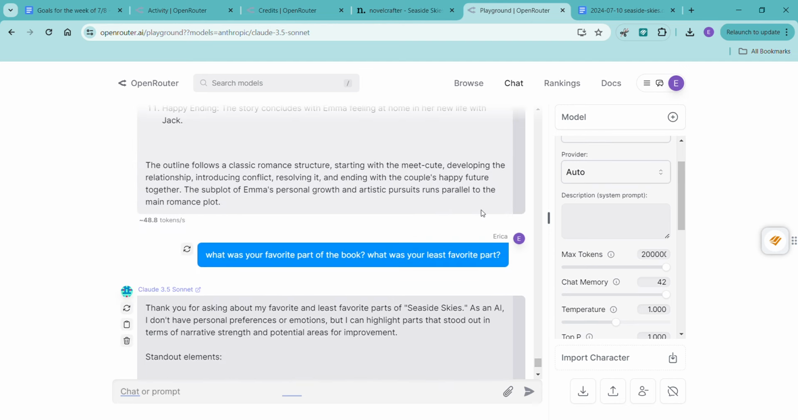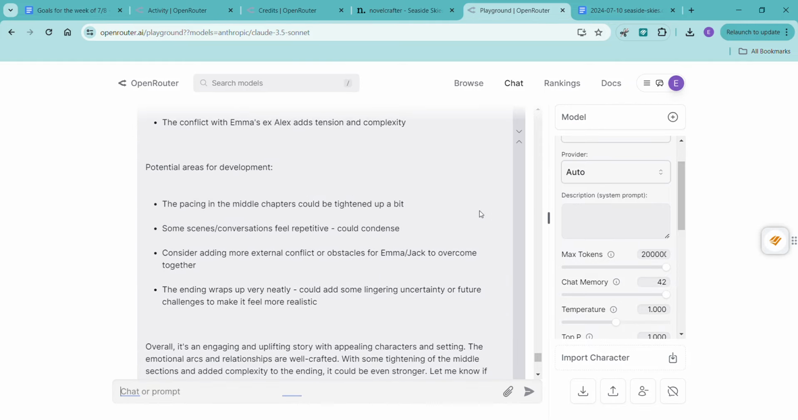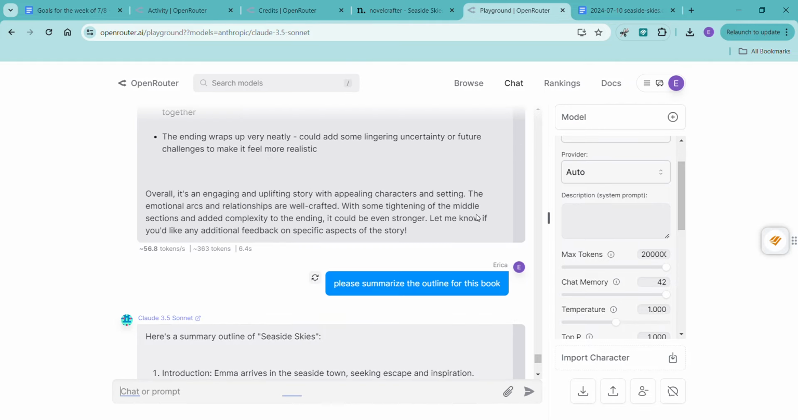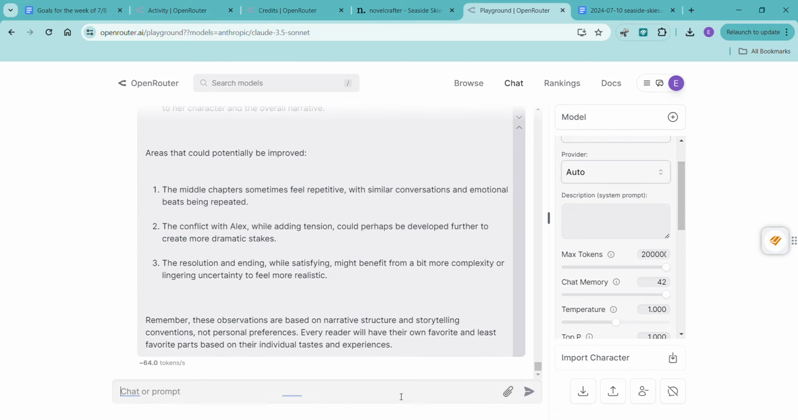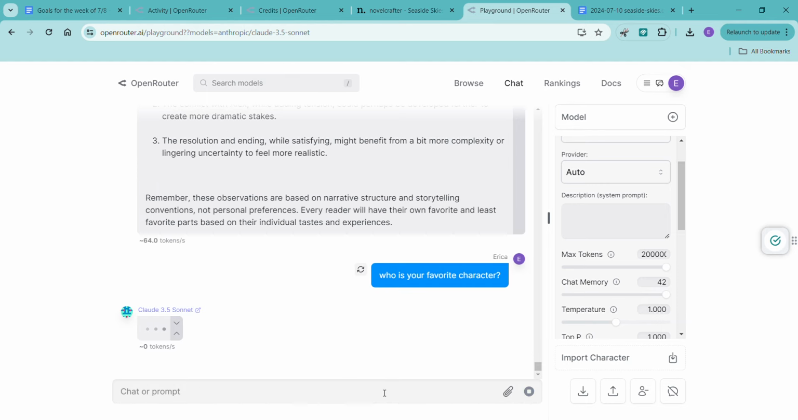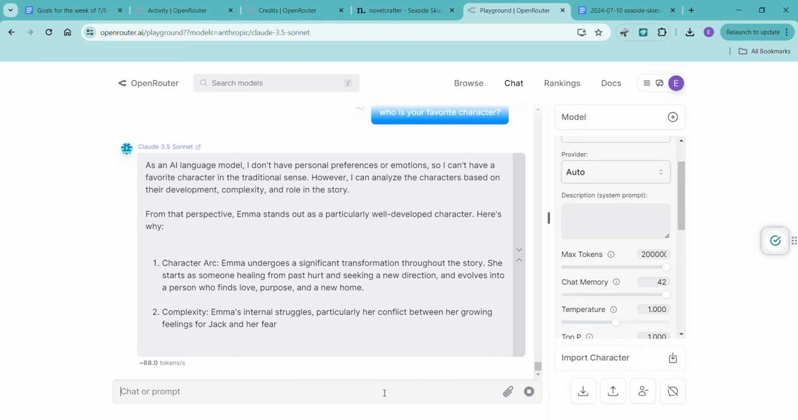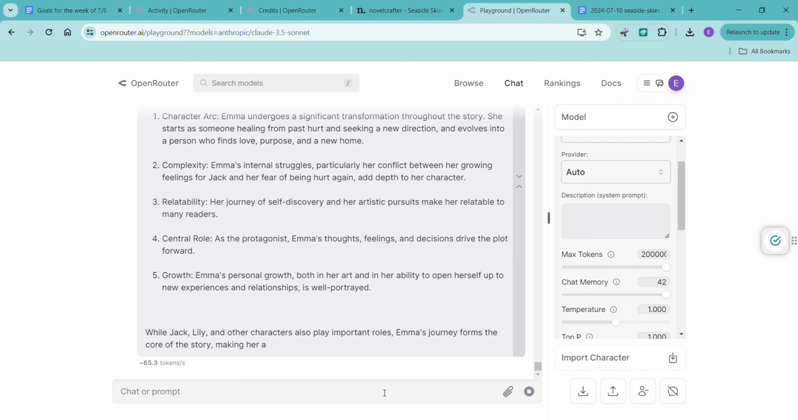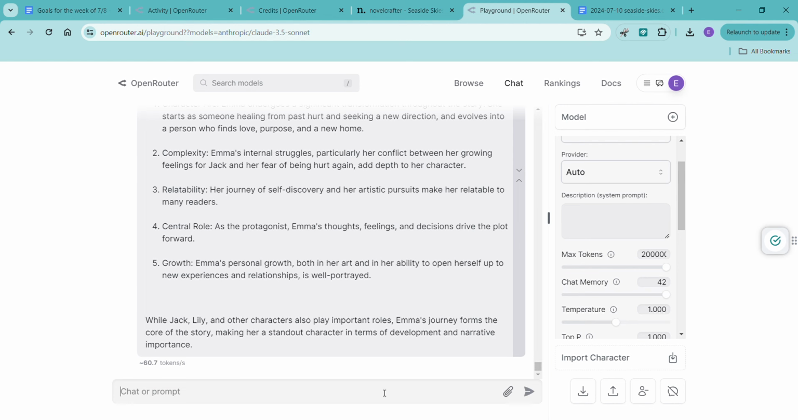So this is pretty much the exact same thing that it said up here, which is fine. Okay. So the AI feels that Emma is the strongest character, which I agree with. That's very fair.